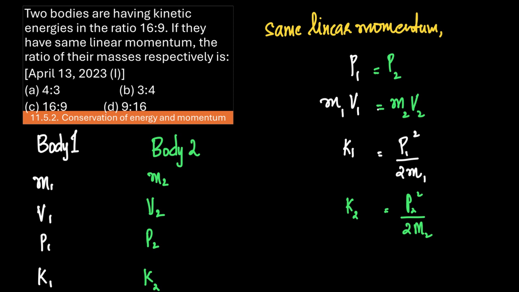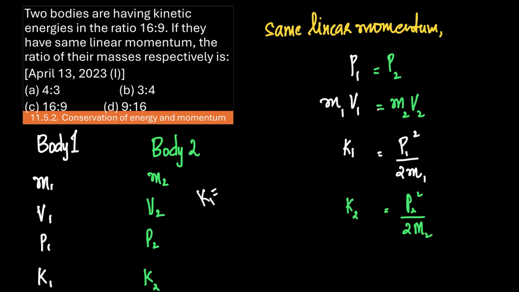So let us consider this question by detailing the given parameters of the two bodies, body 1 and body 2, as m1, v1, p1 and K1, linear momentum and kinetic energy, and m2, v2, p2 and K2. It is given that the linear momentum is the same, therefore we have p1 is equal to p2, which otherwise gives us m1 v1 is equal to m2 v2.